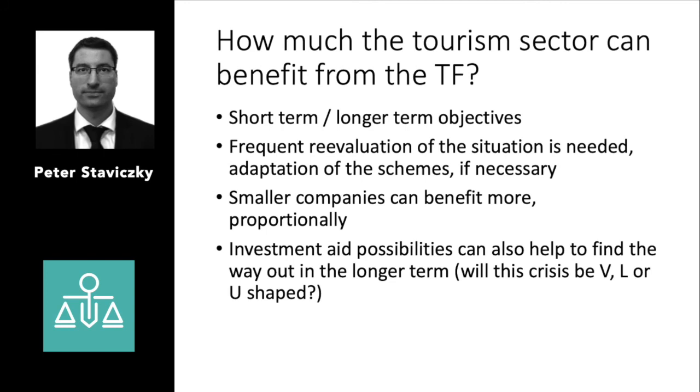They are most probably analyzing their short-term and longer-term objectives. Most probably these measures which were notified will be re-evaluated, maybe amended. There are certain already notified amendments to original schemes or additions because member states understood that this might not be enough, what they originally believed. And we can say that smaller companies can benefit more because, of course, 800,000 euro is much more for a small and medium-sized undertaking than for a large group of hotel managing companies.